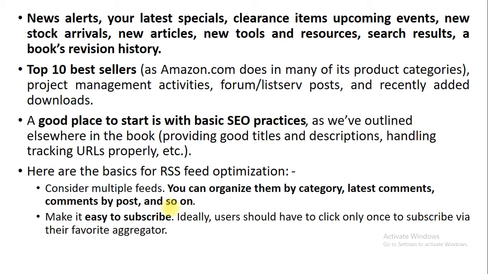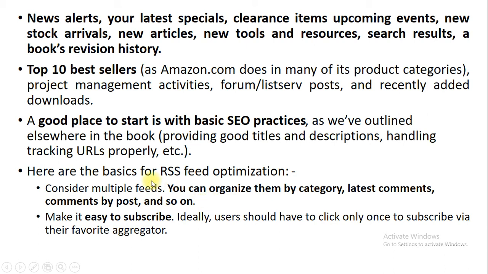Now a good place to start is with the basic SEO practices, as we have outlined elsewhere in the book, right? So there are several basics through which you can do RSS feed optimization. Number one, you can organize them by category, latest comments, comments by post, and so on.